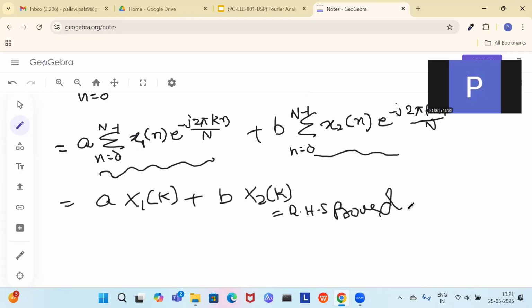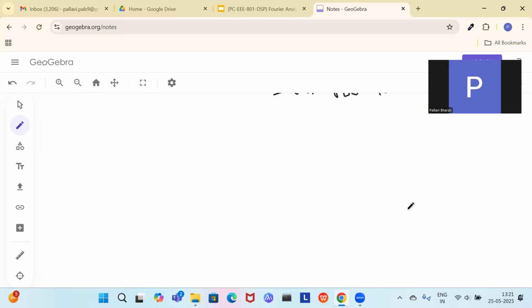Fine. Now the next property is the periodicity property. For the periodicity property, remember that the signal x(n) is periodic with capital N, and also the discrete Fourier transform of x(n), that is X(k), is periodic with N. So both k and n are periodic.